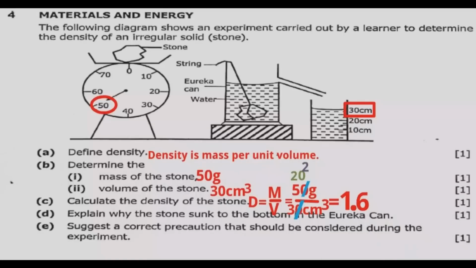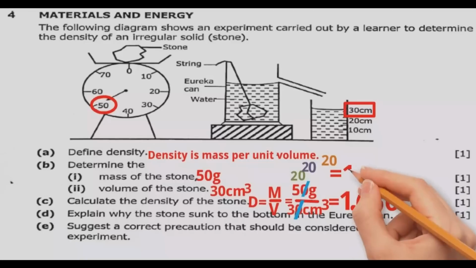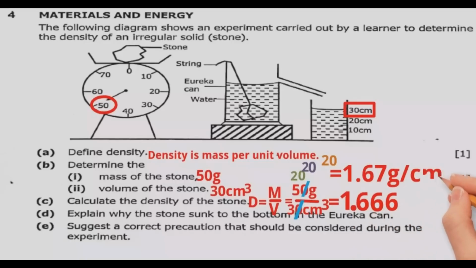Then can 3 go into 2? No. We put 0, then we write 6. Can 3 go into 2? No, we put 0 to 2. Then it is 20, and 3 into 20 gives us 6. So now we have got 3, 6, and we can see that this pattern will continue like this. So I'm going to write my answer with 2 decimal places. That means the 6 here, I'll round it off. Then it is going to be 1.67 grams per centimeter cubic as the correct answer.